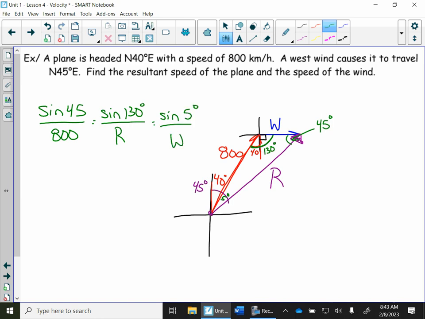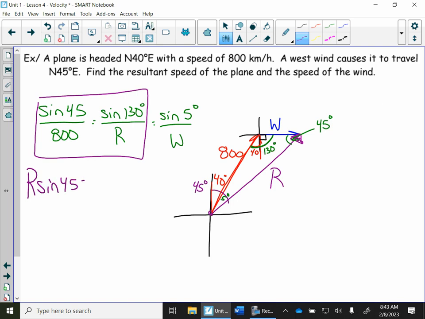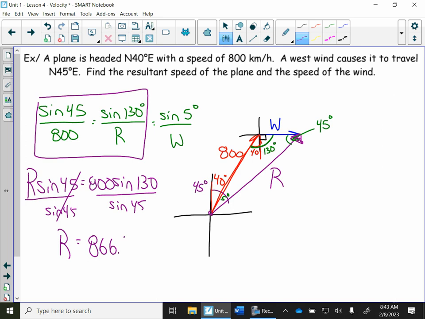I'm going to pick two of them at a time and solve them. So I'm going to solve these two. We're going to cross multiply. R sine 45 equals 800 sine 130. I want to get R by itself, so we'll divide out that sine 45. They cancel. I got R as 866.668 kilometers an hour.